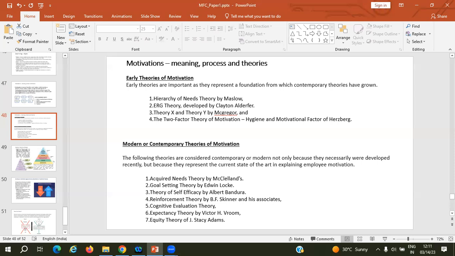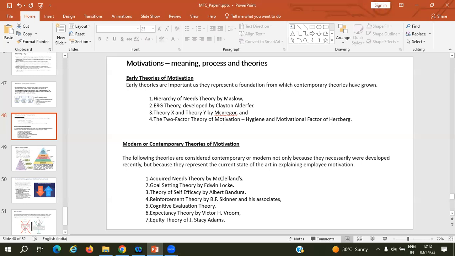Another theory is ERG theory. That also we will read in comparison with Maslow. These two are kind of comparable and similar, so it's very easy to remember. Then the third one is X and Y theory. McGregor has given this theory. Then the fourth one is the two factors theory. It is also called dual factor theory. So there are two factors controlling motivation. You'll understand: hygiene and motivational. So these four are important. These are called traditional theory, old theory, early age theory.